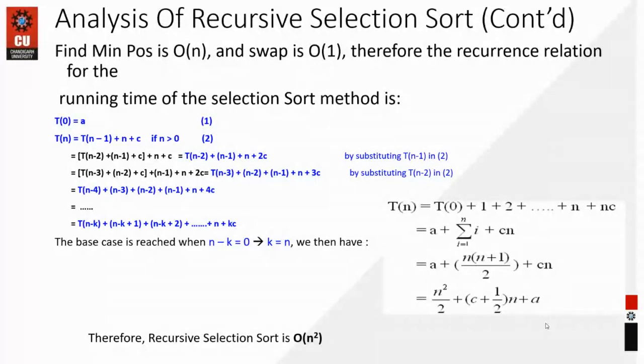Now for the best case, you should know that n minus k equals 0, that is, k equals n.